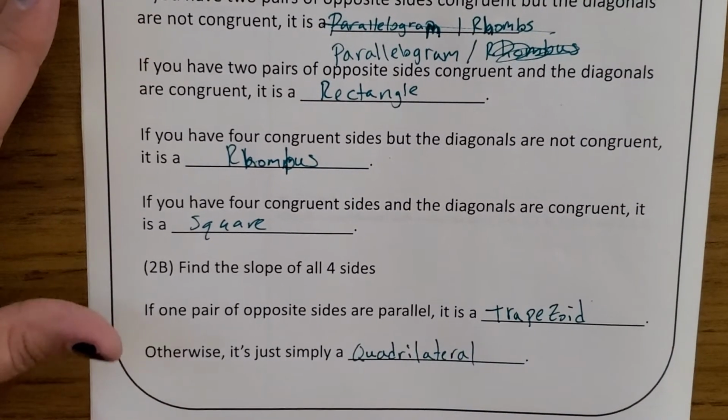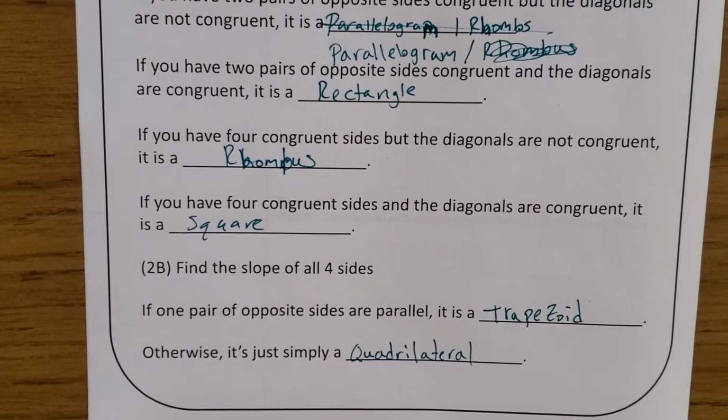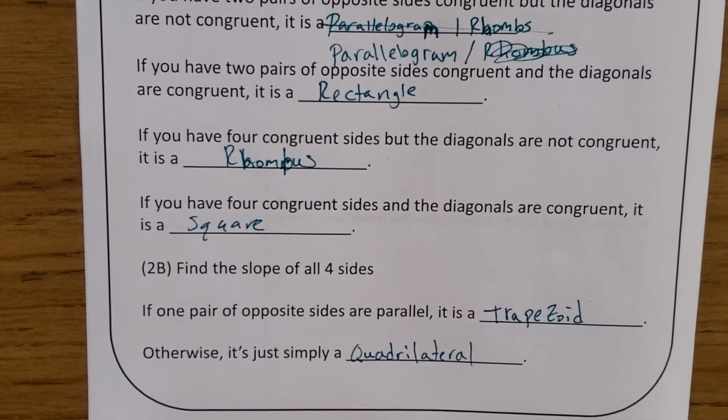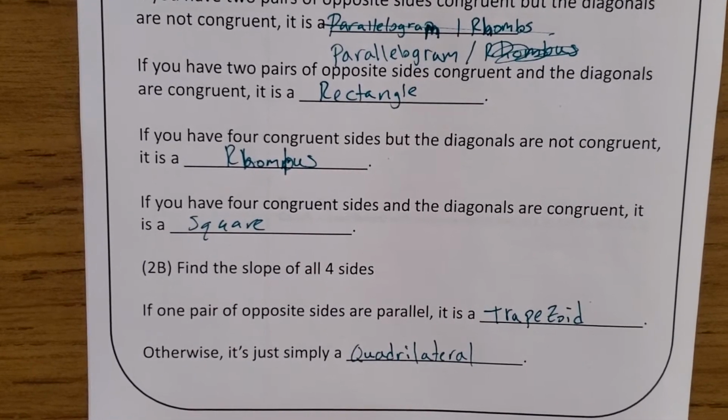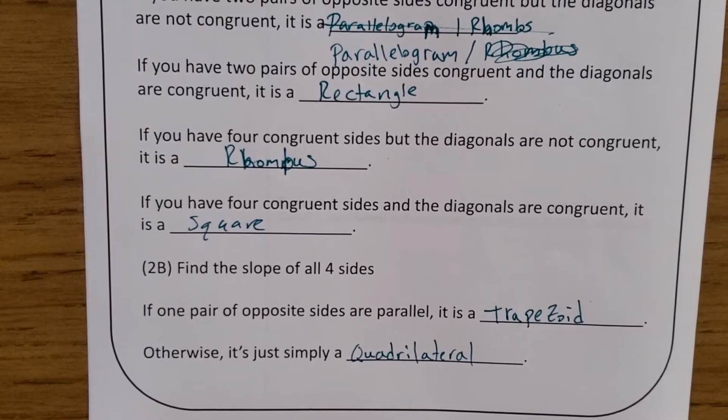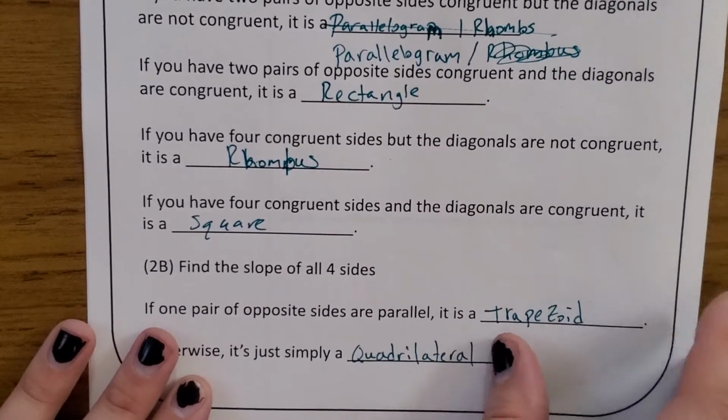I know that seems like a lot there to take in, but really you're just paying attention to your properties. You're finding the length of all four sides and deciding what it could be. And from there, you're checking the diagonals potentially, or you're checking the slopes. It just depends on what situation you have.